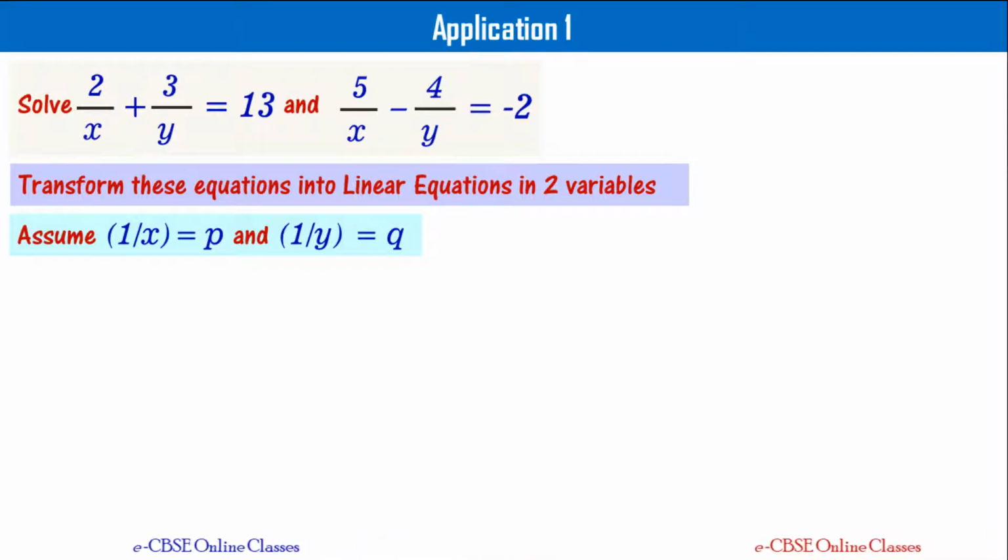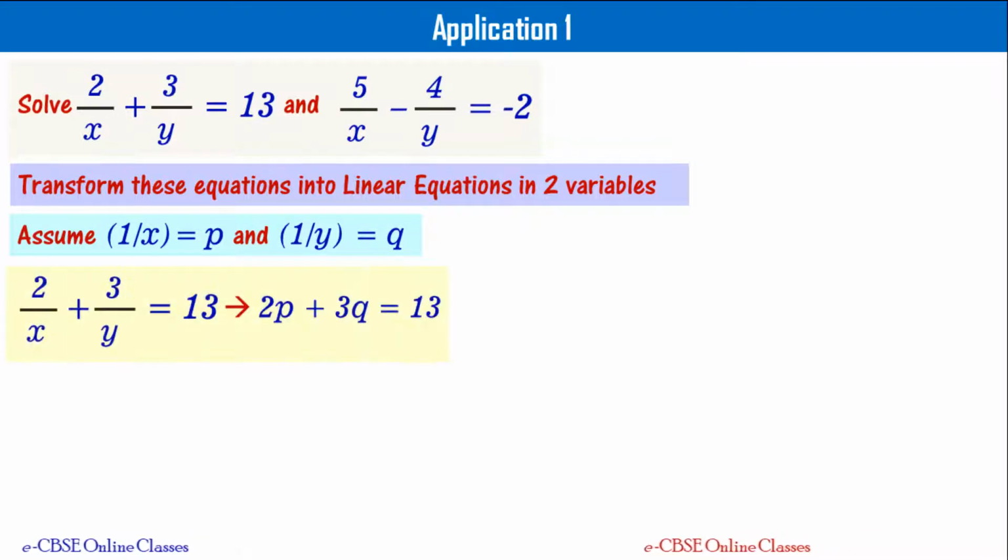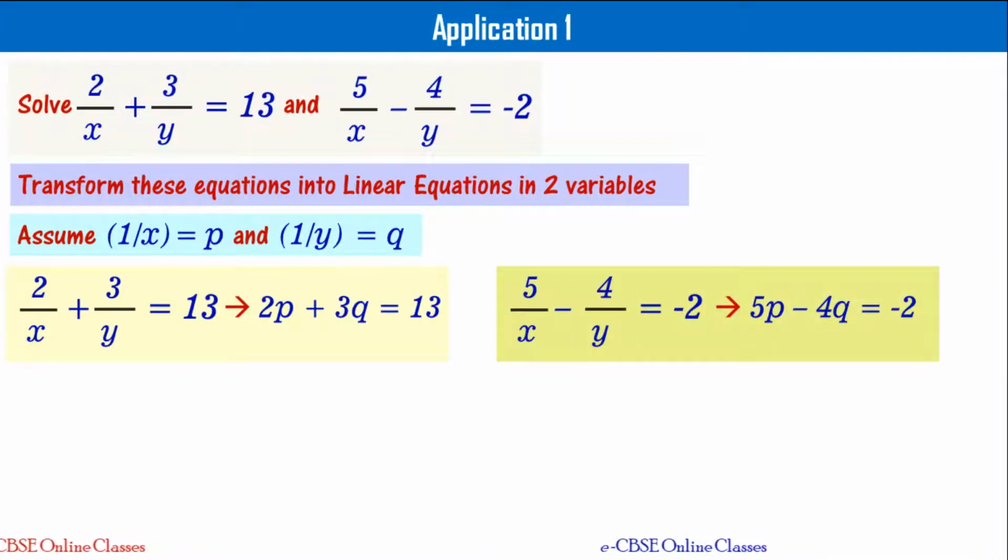When you substitute these two into the first equation, that is 2 by x plus 3 by y equal to 13, it becomes 2p plus 3q equal to 13, right? It is a linear equation in two variables p and q. Similarly, when you substitute 1 by x equal to p and 1 by y equal to q into the second equation, it becomes 5p minus 4q equal to minus 2, right? This is also a linear equation in two variables.